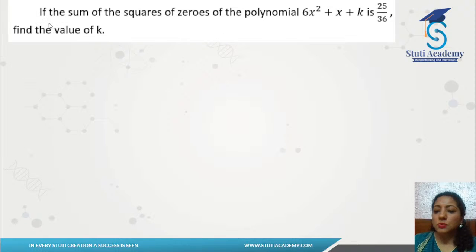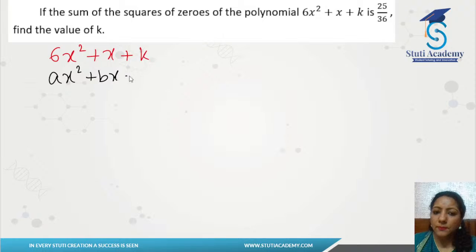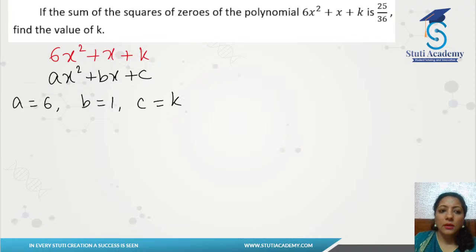Now in the next question we have: if the sum of the squares of the zeros of the polynomial 6x square plus x plus k is 25 upon 36, find the value of k. So we'll first write down the polynomial. This is the polynomial given to us. We'll compare it with the standard form. So we have a as 6, b as 1, c as k.